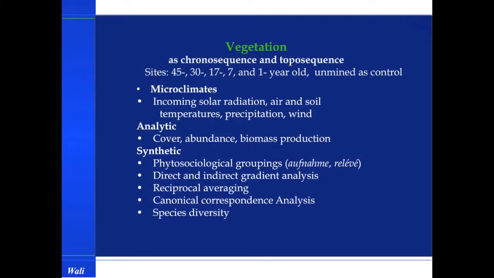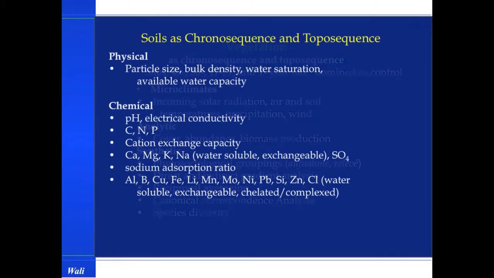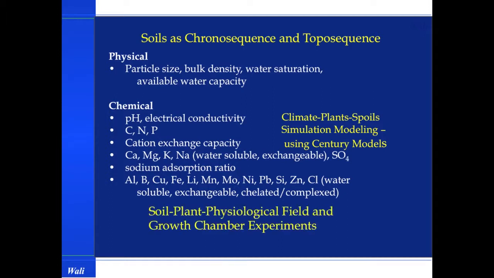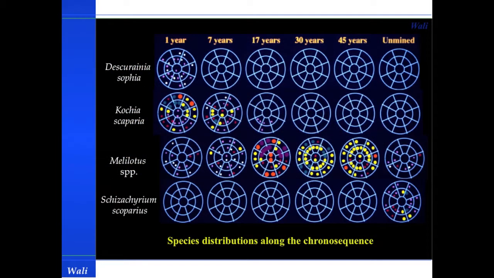And we studied every darn thing that there was possible. You know, we looked at the vegetation. We had microclimatic stations, and we were getting all kinds of readings. And we looked at the soils as a chronosequence. We looked at the chemical properties, every bloody property that you could measure and think of. And then we, of course, built simulation models on climate, plants and spoils using CENTURY models. And we also had an immense number of growth chamber experiments that related to the physiology of the species, and on and on and on. And here's what we got. And by the way, this is published, so if anybody would like a copy of the reprint, I shall be pleased.